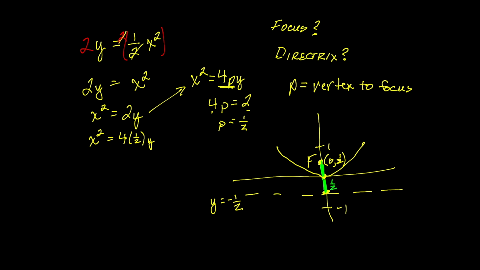So that is the benefit of writing it this way and of using this format in general, is that I can find my focus and my directrix pretty easily when it's in this context. But let's look at one that's a little bit more challenging. So this one looks a little bit different, not a lot different, but it has a coefficient of -2.